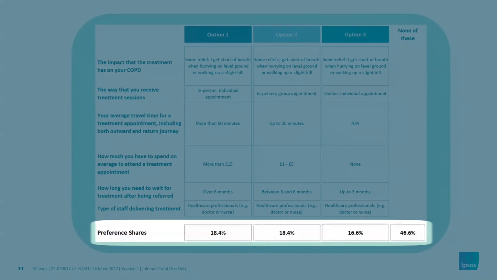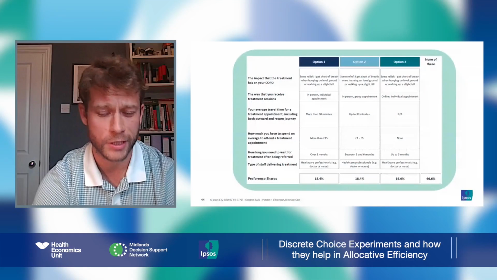What we see here is that option 1 and option 2 are equally supported in the population, both having about 18.4% of preferences of individuals taking part in the survey. Option 3, which was the online individual appointment, has slightly less support. Now, why does this matter? Why is it important to understand?